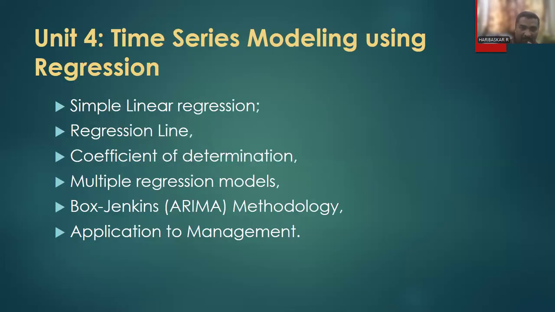The fourth unit is about time series modeling using regression. Here we are going to take time series data and apply a regression model. We are going to apply simple linear regression and find a regression line, and we'll be finding the coefficient of determination, and multiple regression models in which there is one dependent variable and multiple independent variables. In simple linear regression, we have one dependent variable and one independent variable. And we are going to apply the ARIMA model, the autoregressive integrated moving average method. Then we are going to learn how these methods can be applied in business scenarios for business data.